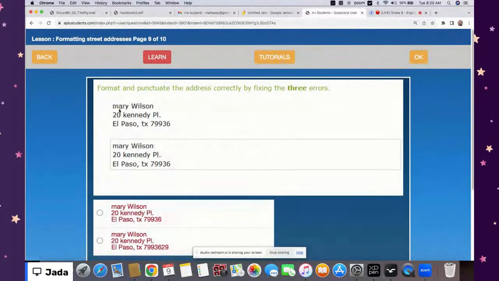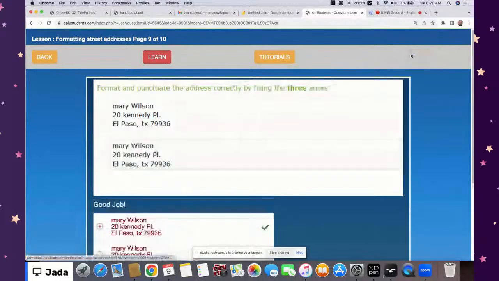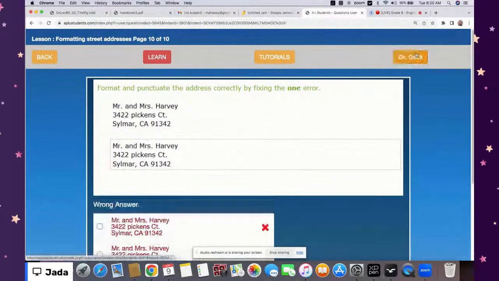Then Mary shouldn't be in small letters. TX, the state, they should both be in capital letters. Then the Pickens, the street's name, shouldn't be in small letter. The P should be in capital letter. Okay?